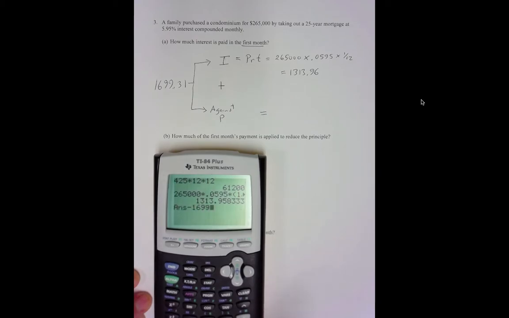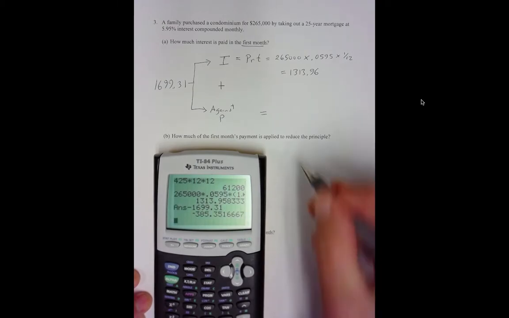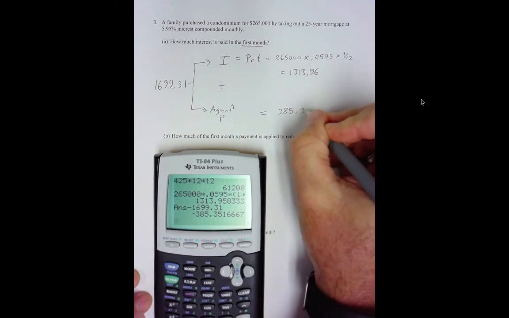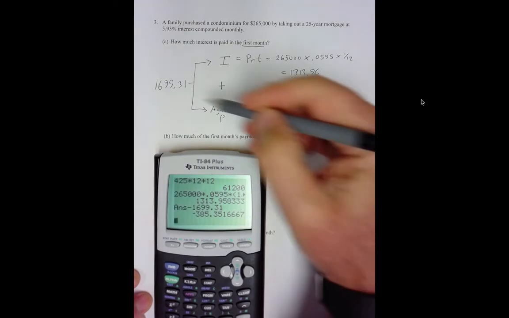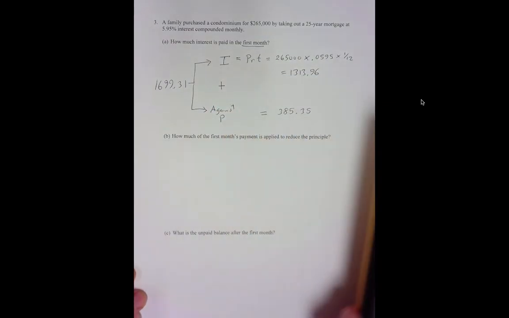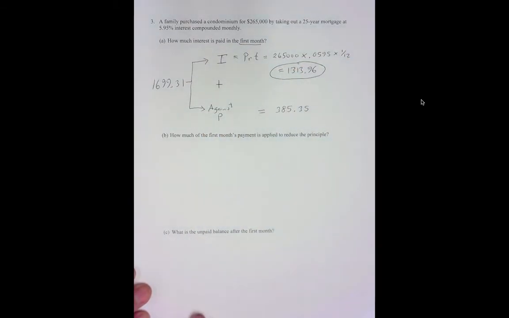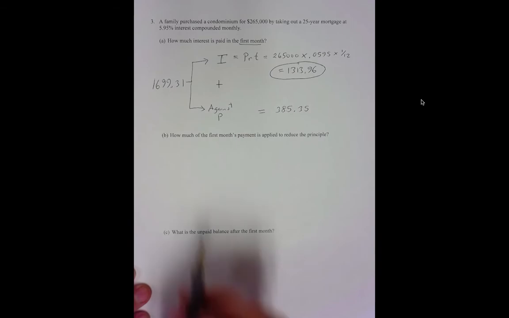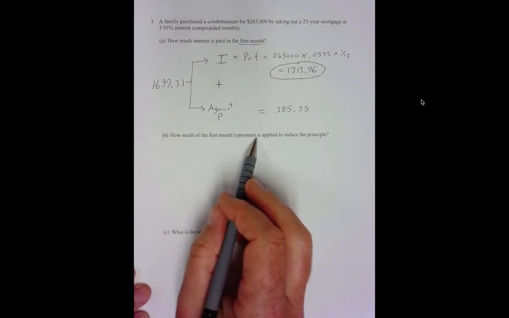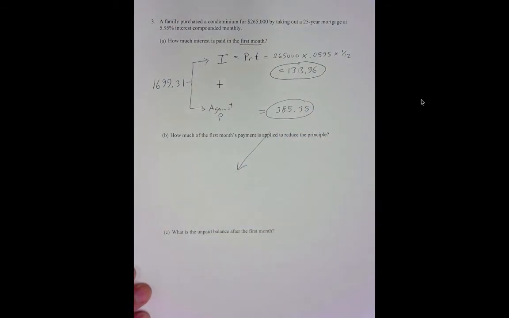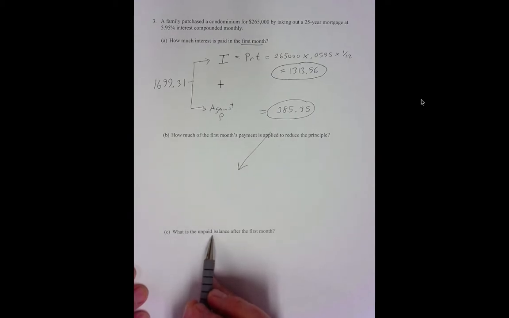Now, I'm going to do it this way. It's going to come out a negative number, but I know that it just does because of the way I ordered the numbers. So you can see that that number plus that number equals the total payment. So how much interest is paid in the first month? $1,313.96. How much of the first month's payment is applied to reduce the principal? $385.35. What is the unpaid balance after the first month?